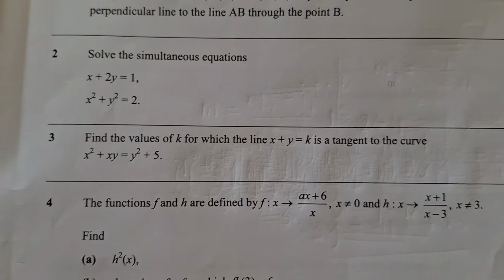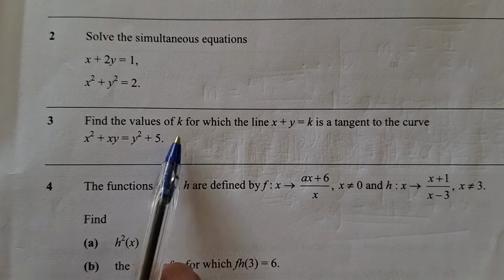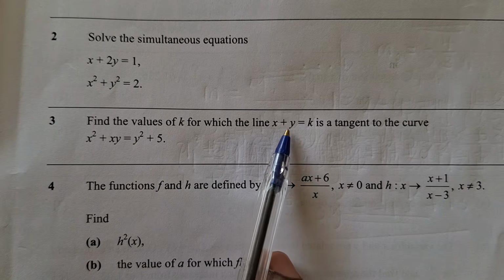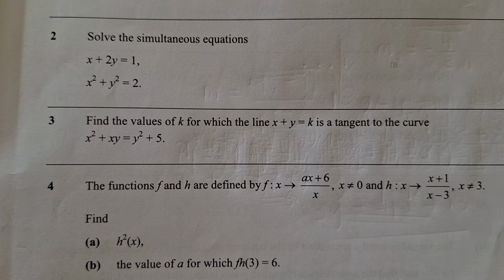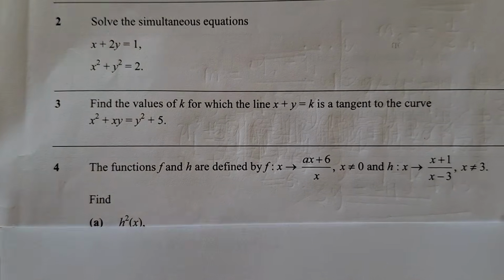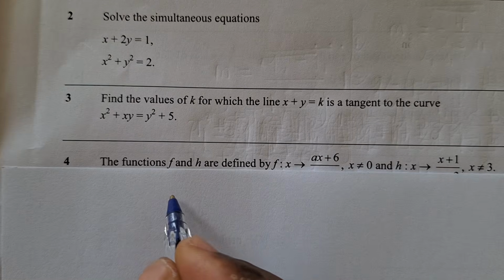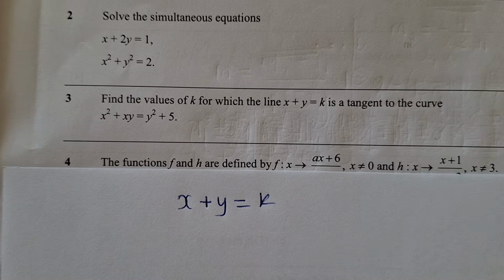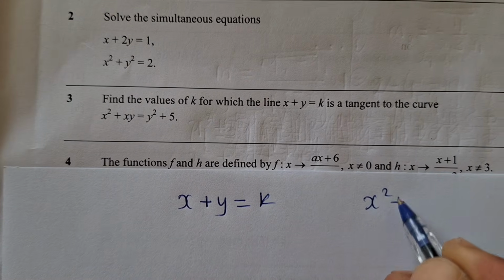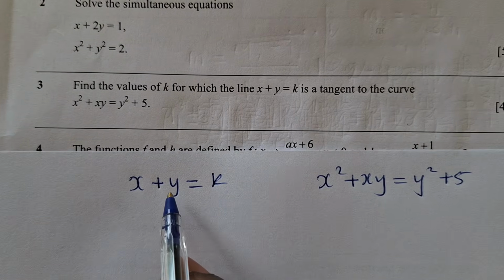We go to question number 3. For question number 3, they are saying we find the value of k for which the line x plus y is equal to k is a tangent to this curve right here. So what we're going to do is simply get this line. The first is x plus y is equal to k, and the other one is x power 2 plus xy is equal to y power 2 plus 5. We now make y the subject.